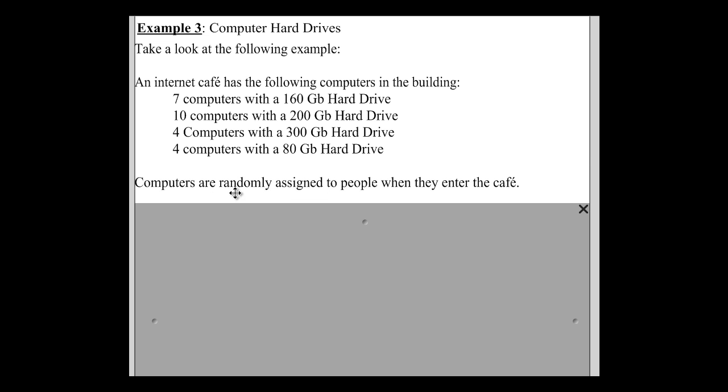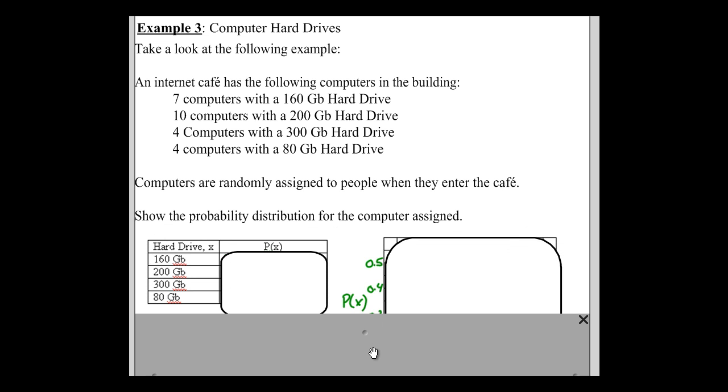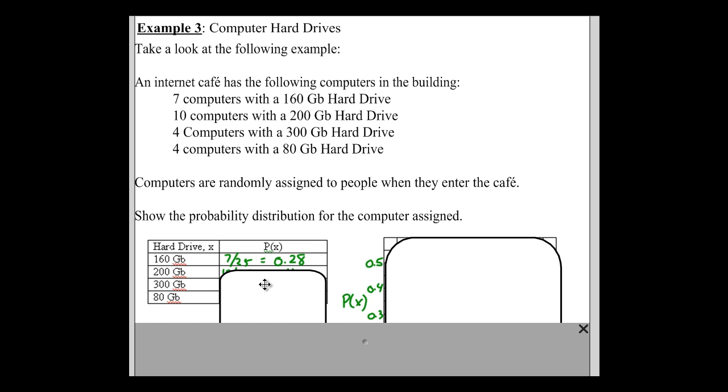It's important to note that it's randomly assigned when people come into the cafe. We're going to work with these tables to do these probability distributions. So let's list all the different hard drives and figure out the probability that you randomly get the 160 gig hard drive. Well, there's 7 of those out of a possible 25. So the probability you get that particular hard drive, the 160, is 7/25, 0.28.